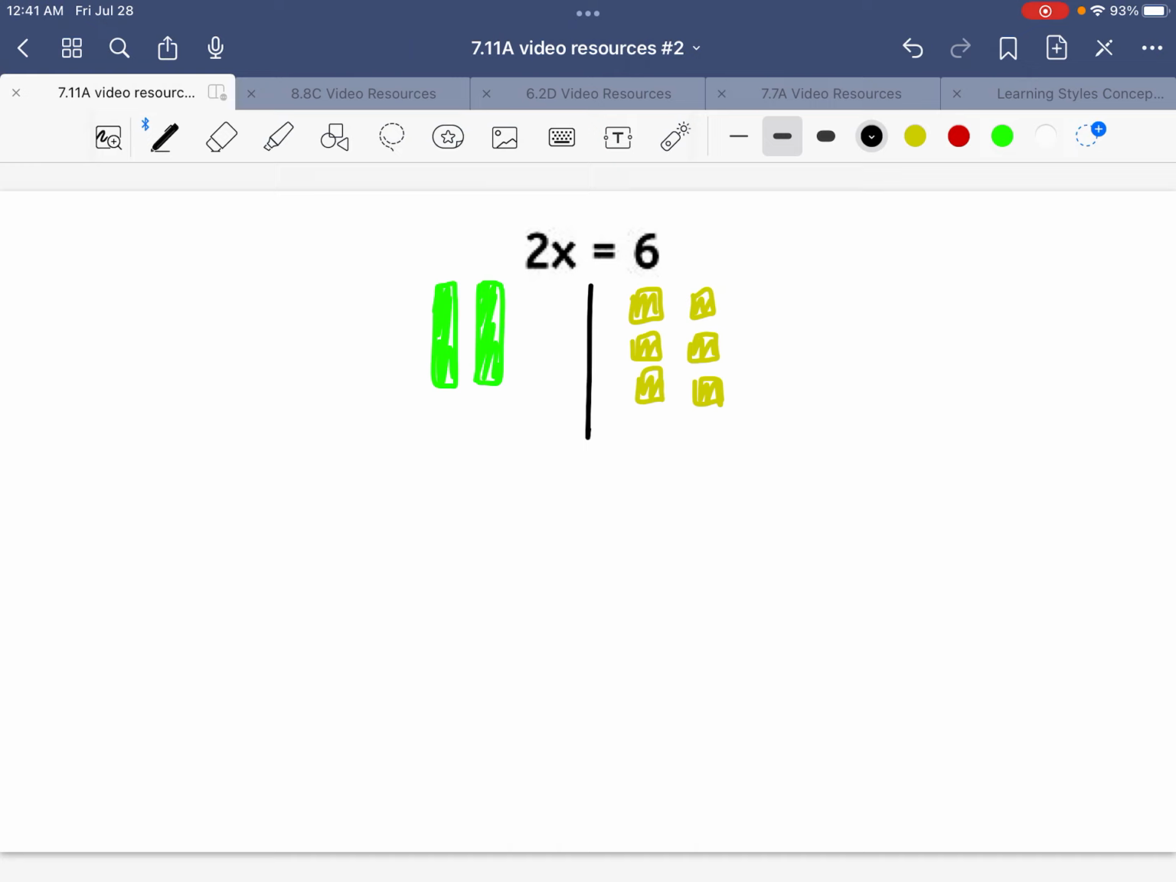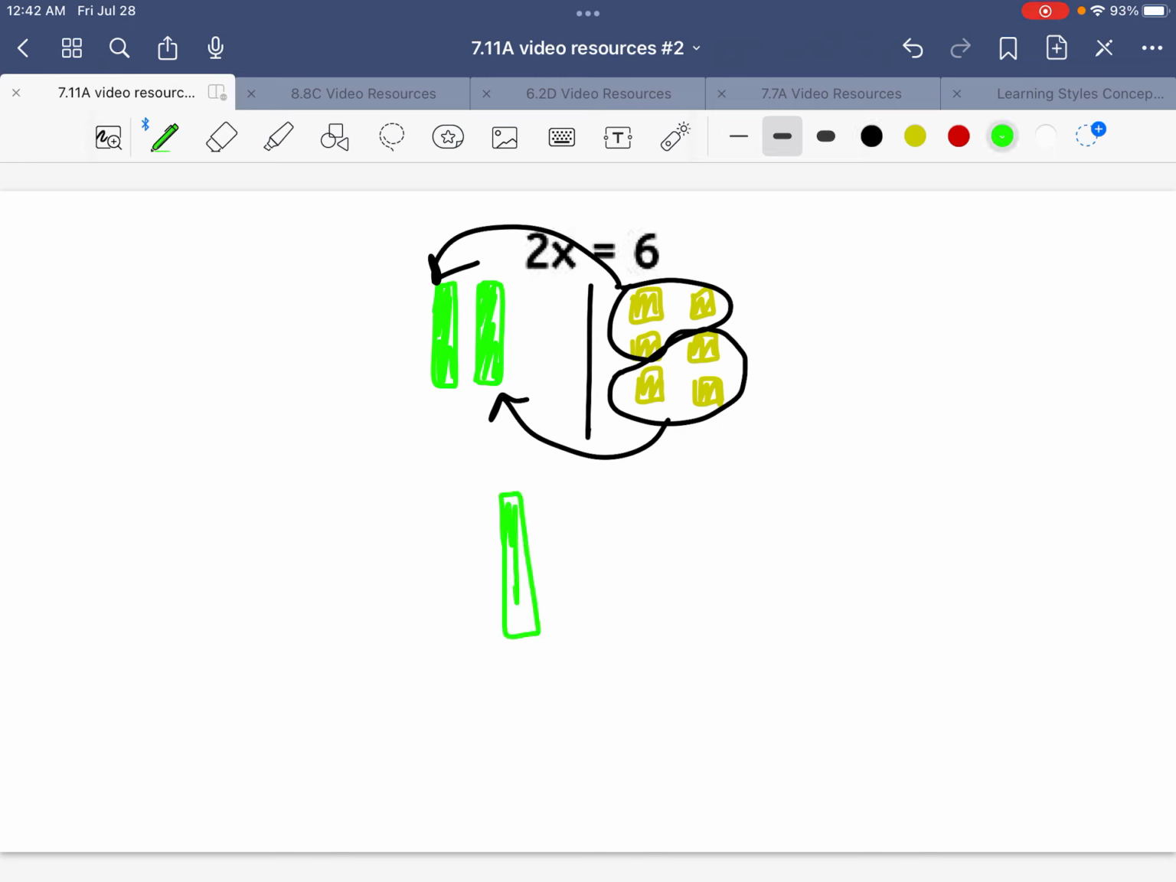So I see that I can take 3 of these positives and say, hey, that will go with one of the positive x's. And I have 3 other positive yellows, or positive 3, and that can get shared with the other green. So what we've essentially done is we've taken those 6 positives and we've divided them into 2 groups so that we can see that 1 whole x is equal to 3 positives, which we can write mathematically by saying that 1x is equal to positive 3.